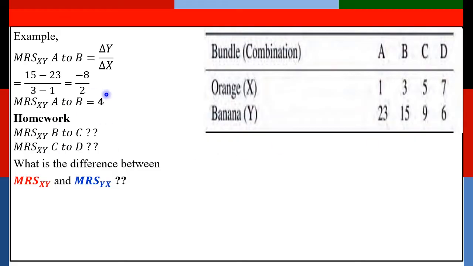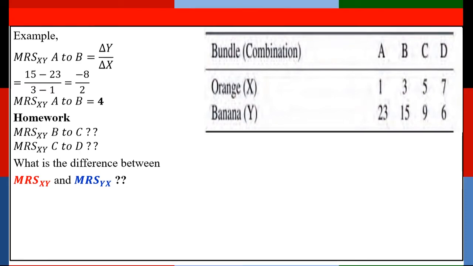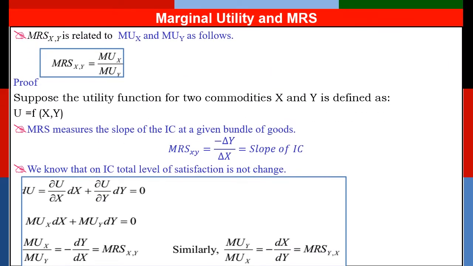Okay, this is similar to the above one. Marginal utility and marginal rate of substitution. The marginal rate of substitution of x for y is related to the marginal utility of x and the marginal utility of y as follows: the marginal rate of substitution of x for y is equal to the marginal utility of x over the marginal utility of y. How does it become equal? Let us see.